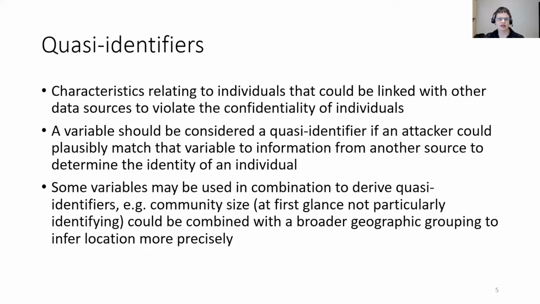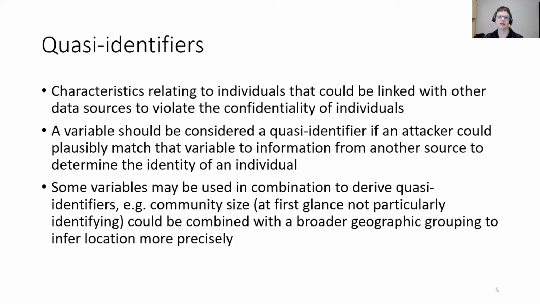Okay, that's direct identifiers. Pretty much anyone who is working with data should know that you need to go through the data and remove direct identifiers. Where things get sticky are quasi-identifiers. Quasi-identifiers are characteristics relating to individuals that could, in theory, be linked with other data sources to violate people's confidentiality. A variable can be considered a quasi-identifier if an attacker could plausibly match that variable to information from another source.